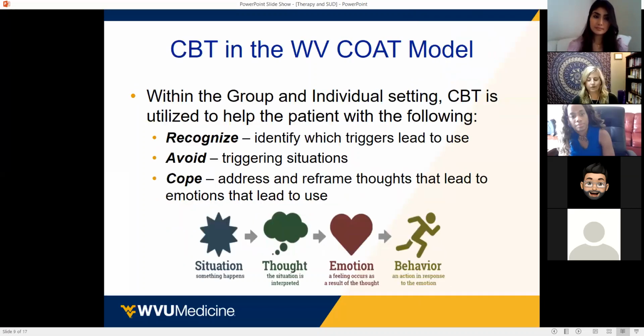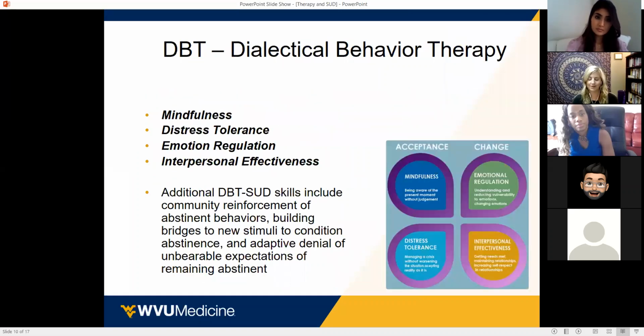Within the COPE model, we can utilize CBT both in the individual and group setting, and it's a way to help them identify which triggers often led them to use in the past, help them learn how to avoid those triggering situations, and then help them cope, so address and reframe the thoughts that lead to emotions that lead them to use. Next slide, please. Thank you so much.